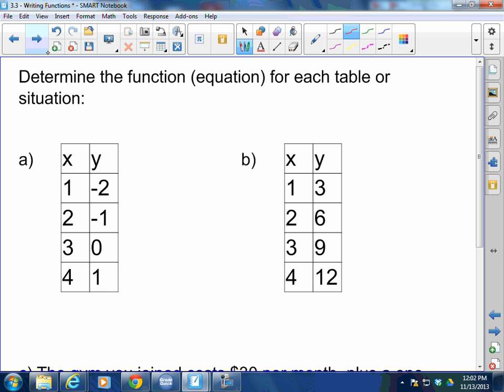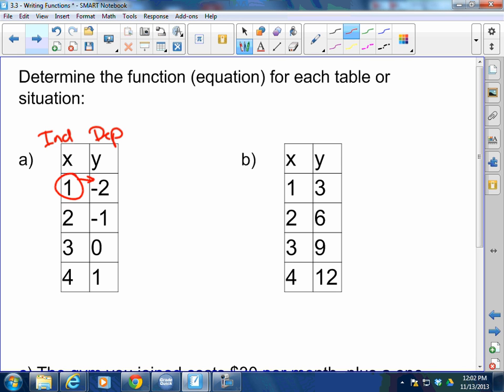Let's determine the function or the equation for each table or situation. Okay, this is the first time we've seen this. They're giving us a table of x and y values. Please remember that the x is independent and the y is dependent. Since the x is independent and the y depends on x, I have to do something to the x value in order to get the y value.